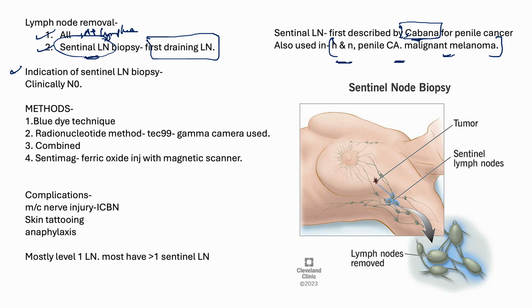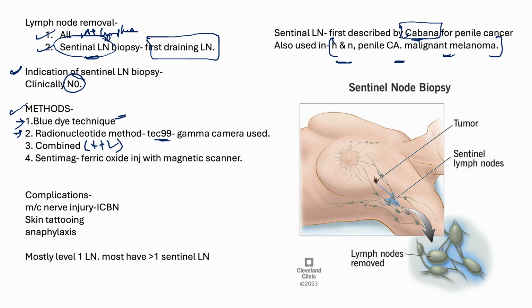What are the indications of sentinel lymph node biopsy? Clinically, the patient should be N0. If the patient is already N1 or N2, if the nodes are clinically palpable, then there is no point in going for a sentinel lymph node biopsy. You can just take a direct biopsy and send the lymph node for histopathology or malignant cytology. What are the different methods of sentinel lymph node biopsy? The blue dye technique. The radionucleotide method with technetium-99.